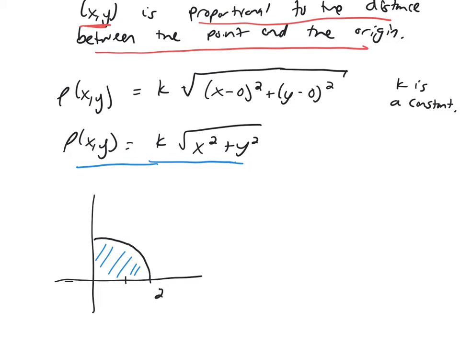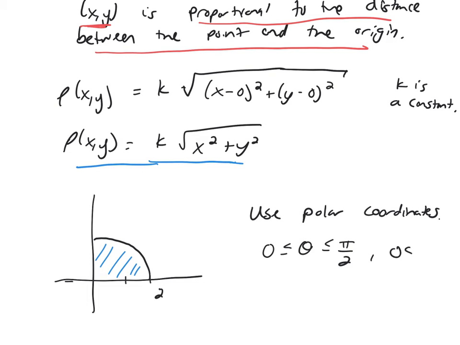And so since we're talking about part of a circle here, let's suggest maybe we should use polar coordinates to describe our region R. So if we use polar coordinates, how do we describe this region? Well, theta is between 0 and pi over 2, and r is between 0 and 2.